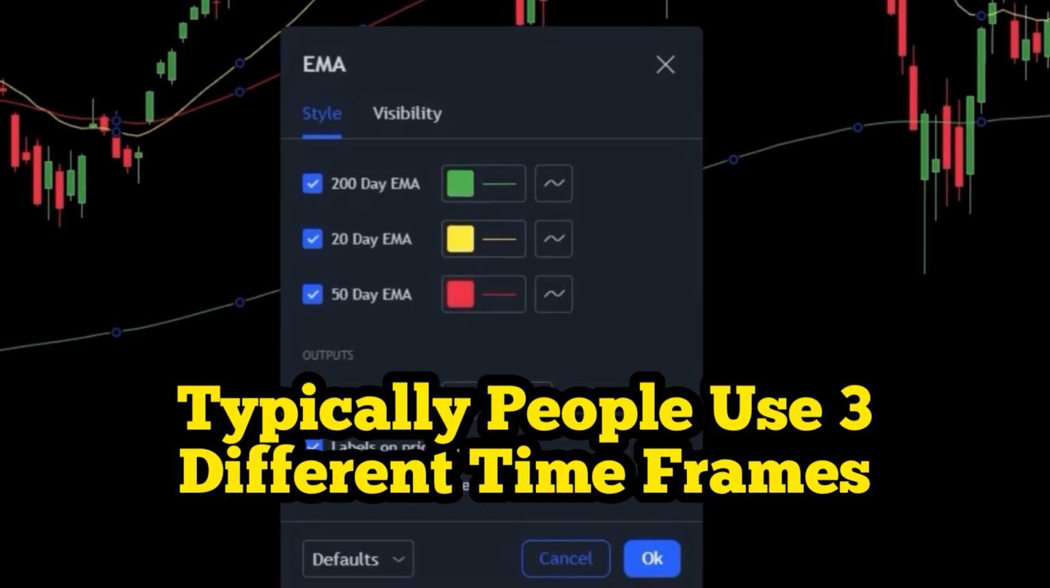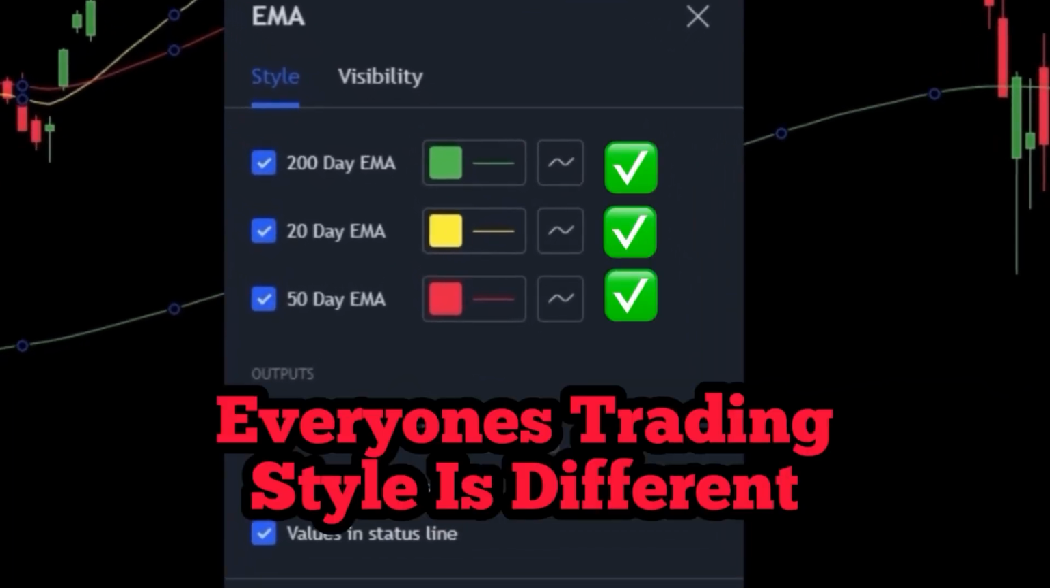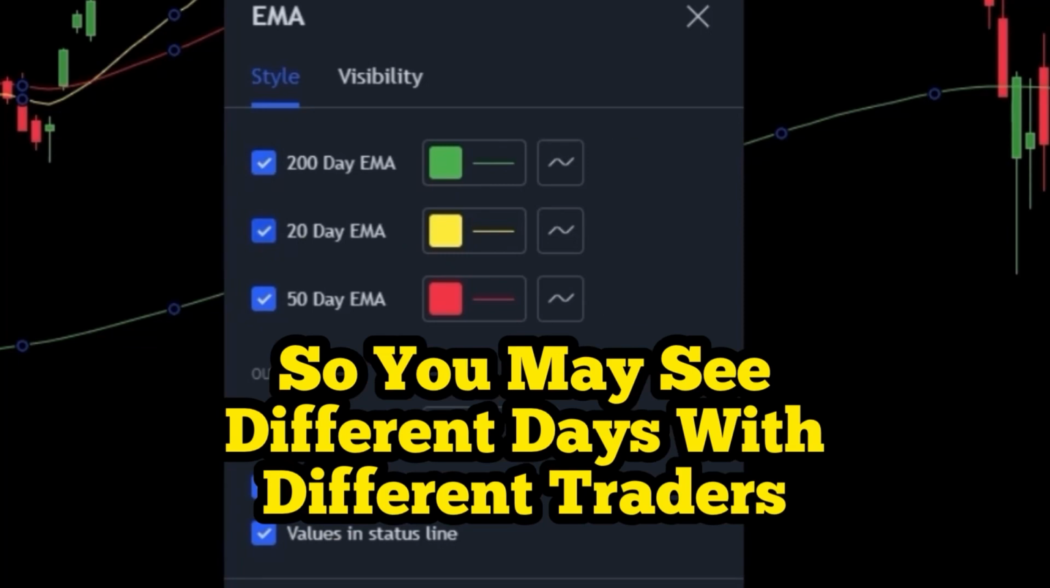Typically, people use 3 different time frames on their EMAs. That consists of the 200, the 20, and the 50, but everyone's trade style is different, so you may see different days with different traders.